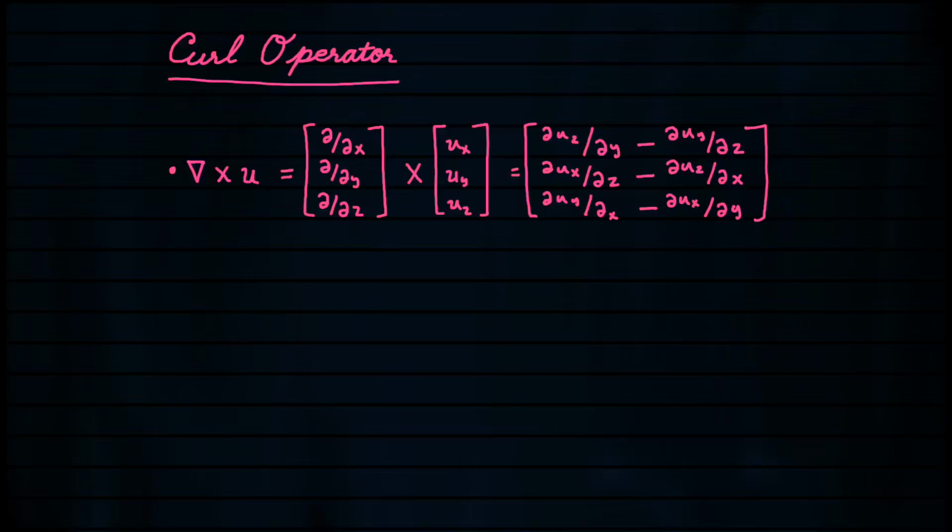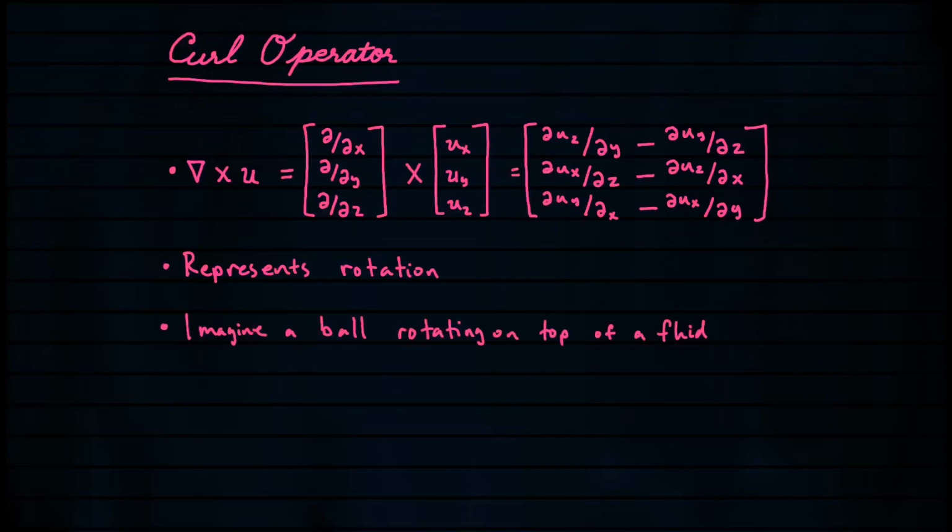So the first element would be the derivative of u of z with respect to y minus the derivative of uy with respect to z. Then the second element, derivative of u of x with respect to z minus derivative of uz with respect to x. And then lastly, the derivative of uy with respect to x minus the derivative of u of x with respect to y. And this basically represents rotation. So if we don't want our fluid to have any kind of rotation at all, we would just say this has to be 0.